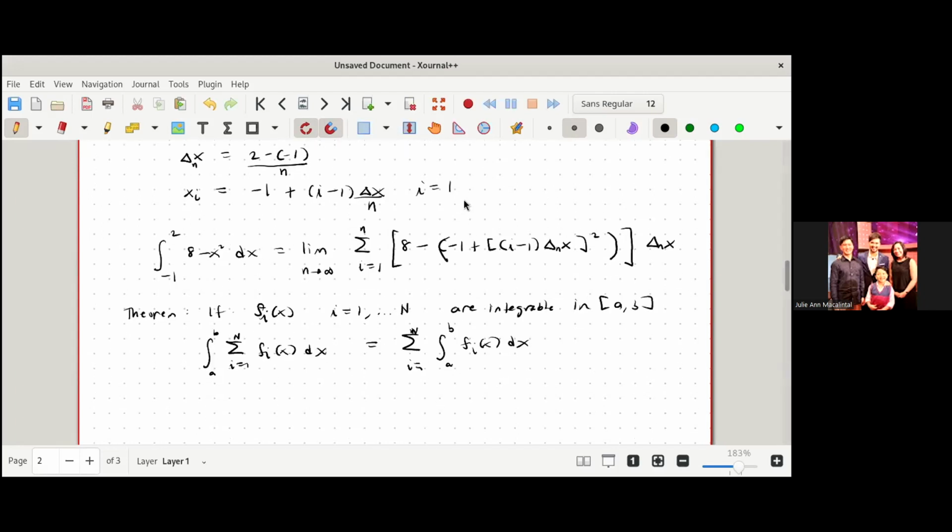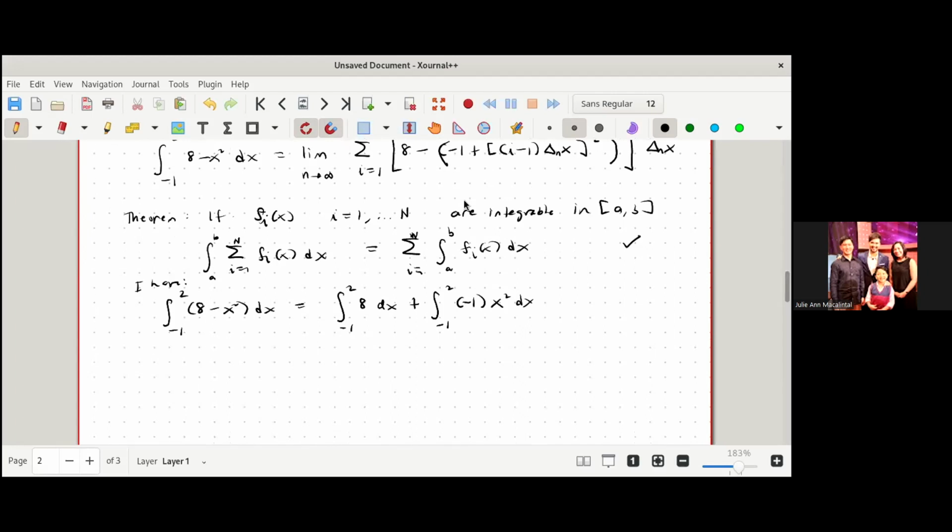So, by using that theorem, yung negative 1 to 2, 8 minus x squared, mapakita natin na using this theorem, we can write down as integral from negative 1 to 2 of 8 dx, plus integral from negative 1 to 2 of negative 1 times x squared dx. Ito yung consequence ng theorem na to.